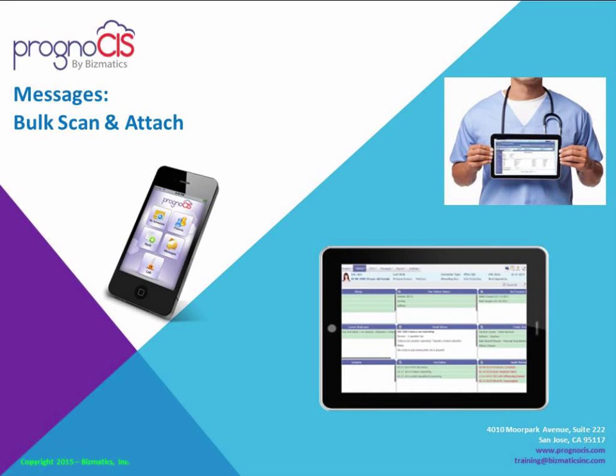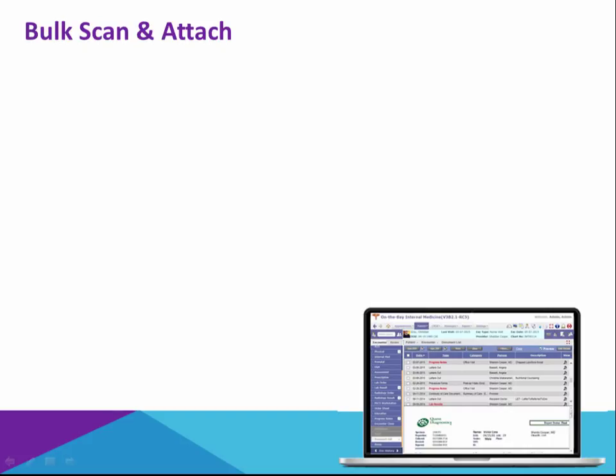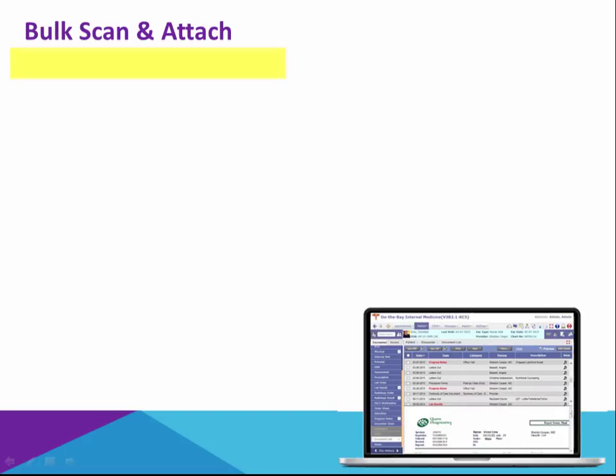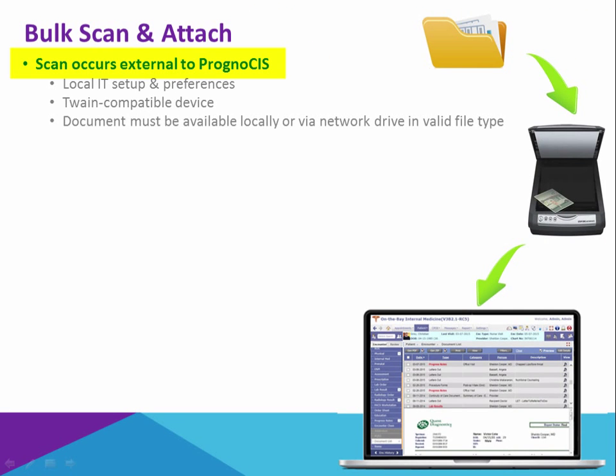Messages, bulk scan, and attach. A key feature in Prognosis is the ability to attach documents that have been scanned to a patient's chart inside Prognosis. This process can be done individually or directly, as covered in the separate Direct Scan and Attach video, or indirectly, which is the subject of this video.